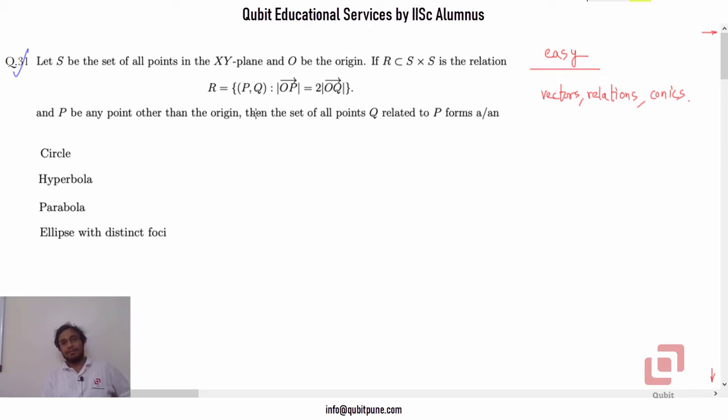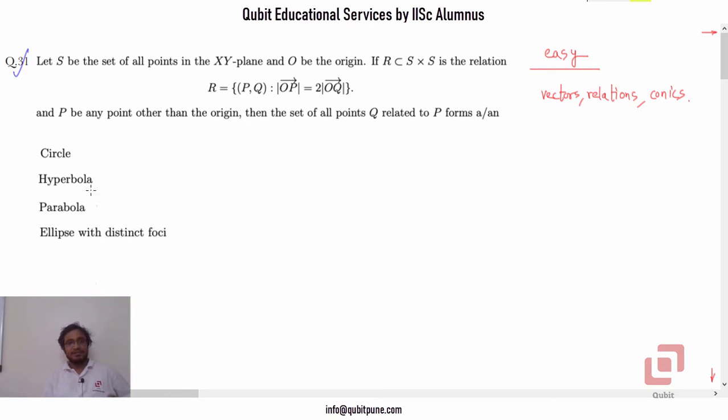consisting of ordered pairs of points P, Q, such that the magnitude of the vector OP bar is 2 times the magnitude of the vector OQ bar, and suppose P is any point other than the origin, then the set of all points Q related to P forms a circle, hyperbola, parabola, or an ellipse with distinct foci. Okay, so this is a very simple problem.